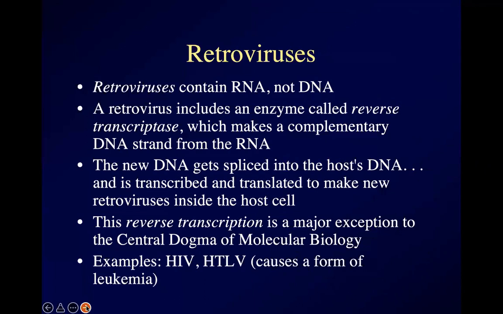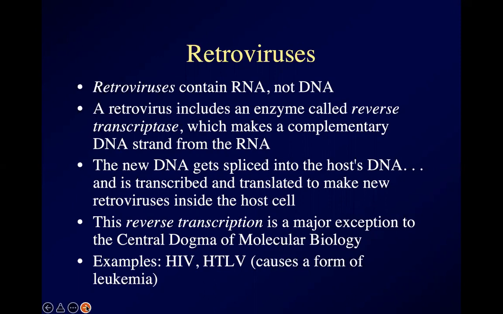And HIV is an example of what we call a retrovirus. Retroviruses are called that because they're always seen wearing bell-bottom jeans and they've got lava lamps in their house. Actually, I am kidding. Retroviruses contain RNA, not DNA, but they also include an enzyme called reverse transcriptase, which takes the virus's RNA and makes a complementary DNA strand. And that new DNA gets spliced into the host DNA and is transcribed and translated to make new retroviruses.